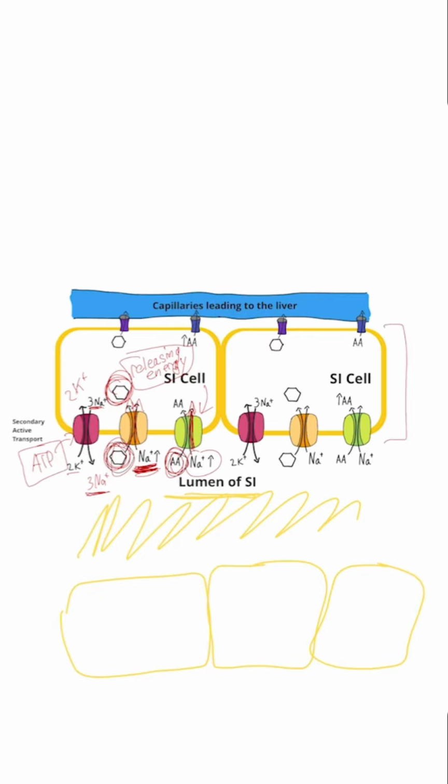Now let's look at the next cell over here. Once the glucose and amino acids are inside of that cell, they're going to be moving from the cell into the capillaries. This movement is with their concentration gradient because there's a high concentration of both of these inside the cell, so it doesn't take any energy for them to move from the cell into the capillaries. And then the capillaries are going to take those molecules to the liver.